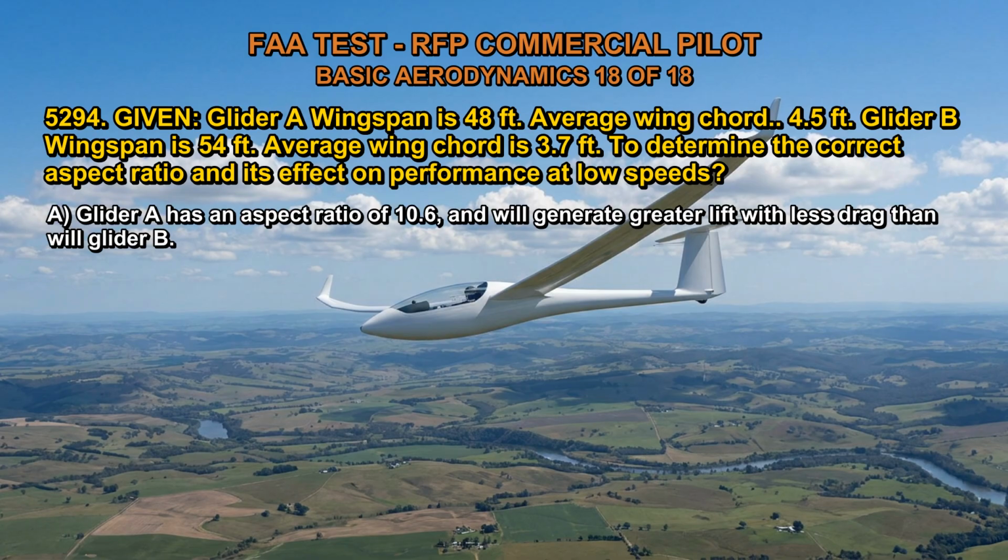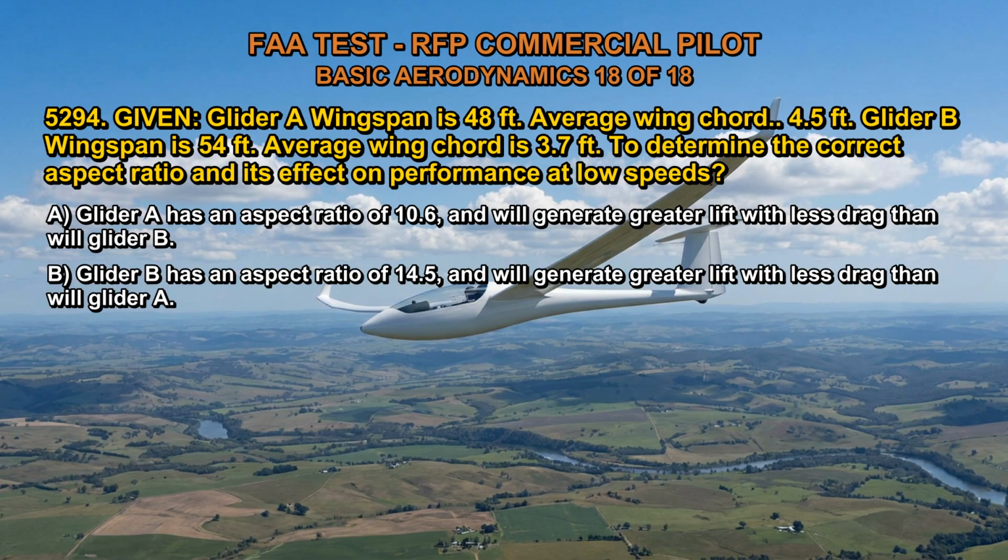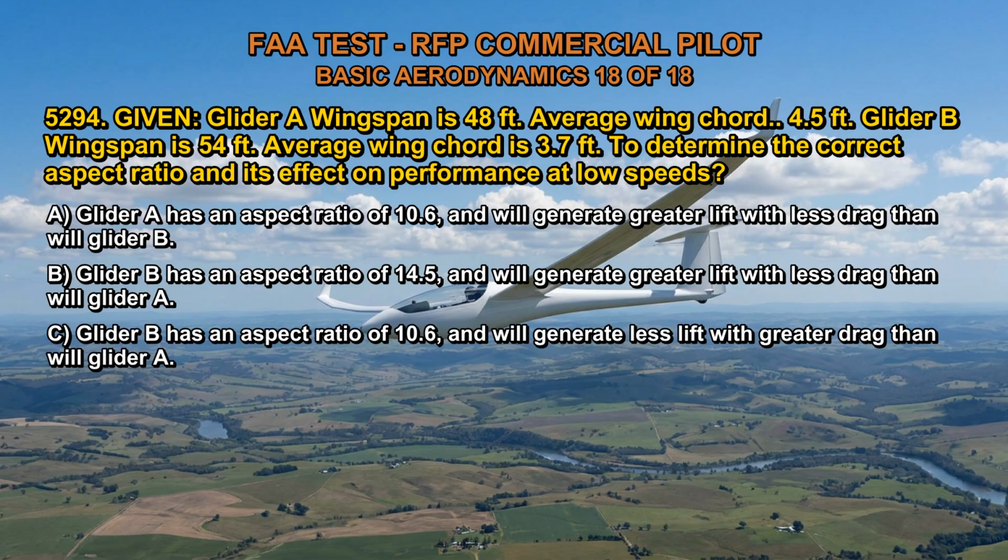A. Glider A has an aspect ratio of 10.6 and will generate greater lift with less drag than will glider B. B. Glider B has an aspect ratio of 14.5 and will generate greater lift with less drag than will glider A. C. Glider B has an aspect ratio of 10.6 and will generate less lift with greater drag than will glider A.